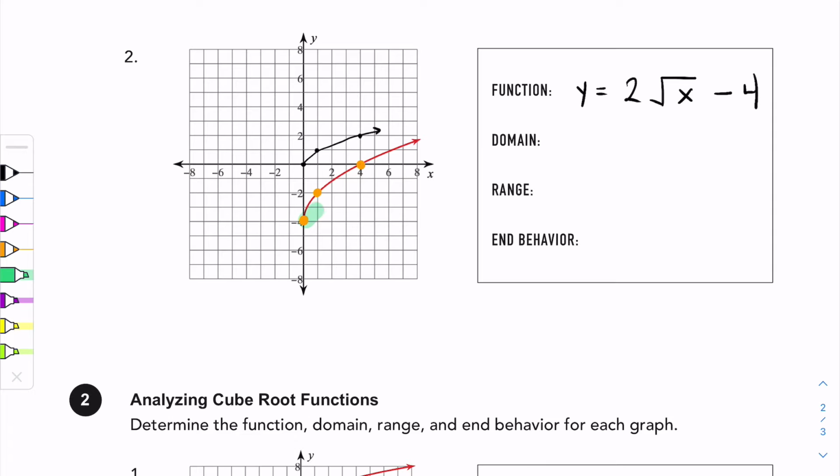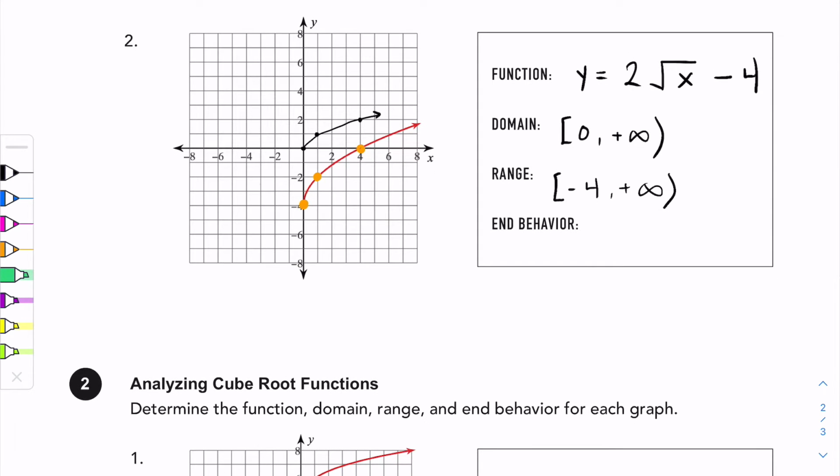The domain starts here and heads towards positive infinity. So the domain is from 0 to positive infinity. The range is from -4 to positive infinity. And the end behavior, once again, there's only one end to this graph. This graph is heading towards the positive x values. So as x approaches positive infinity, the function is approaching positive infinity. The function is still heading up.